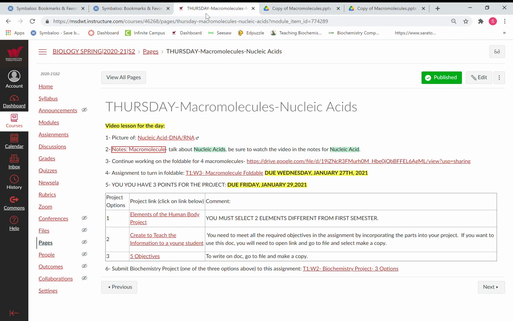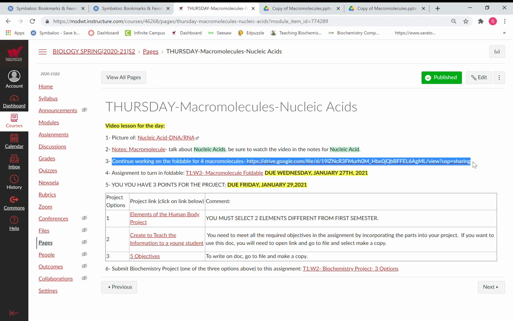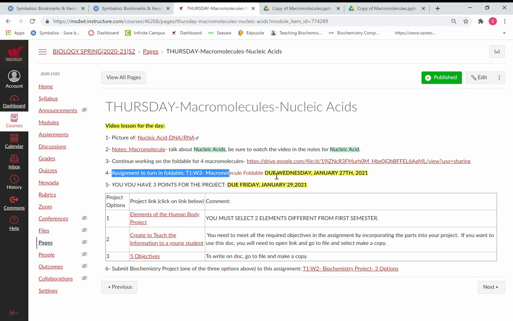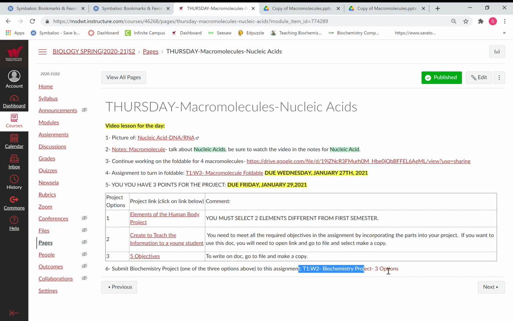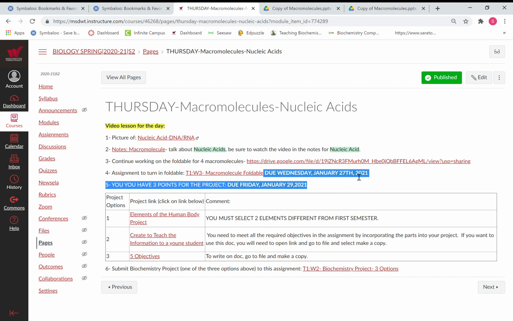Let's go back to today to make sure we've covered everything. You're going to continue working on your foldable. This is where you turn in the foldable. If you click on the link, you'll see an example inside the directions. Here you're picking your project, one of these three, and then right here is where you're submitting that project to that assignment. All these dates have been extended to the 27th and 29th, so make sure that you get those turned in on time. Any questions, please ask.